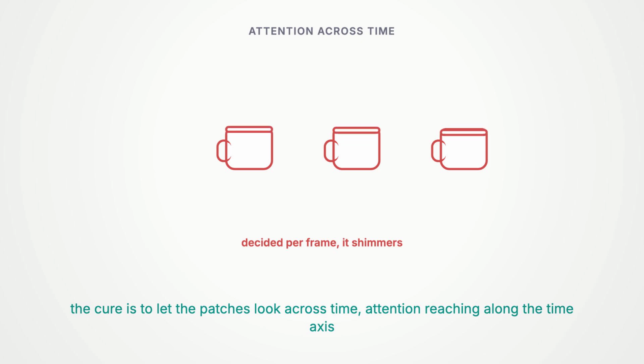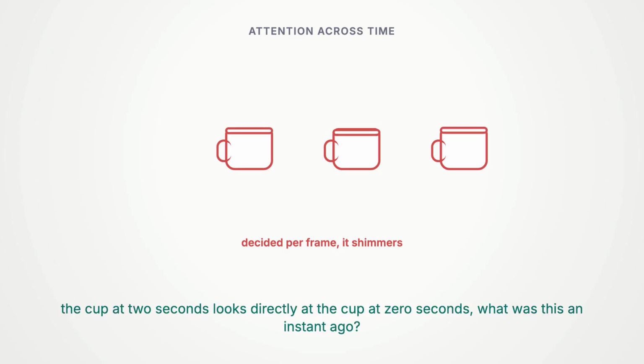Attention is the move from the language season where every token gets to look at every other token and decide what it should be. Now let it reach along the time axis. The tokens drawing the cup at 2 seconds get to look directly at the tokens that drew the cup at 0 seconds and ask, what was this an instant ago? What should it be an instant from now? That single connection across time is what holds an object together. The handle stays put. The rim stops rippling.